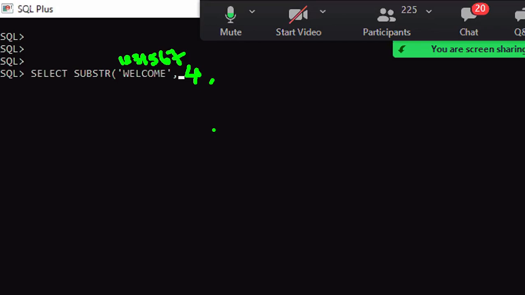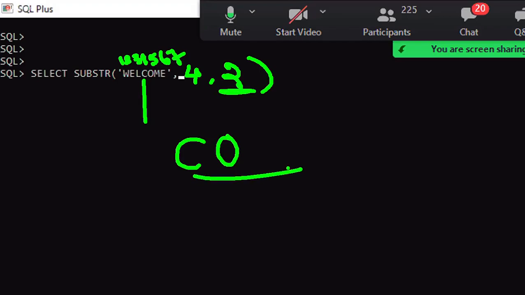So 4 means which character? C. C is called the 4th position character. From there, how many characters do I need? 2. From C, how many characters did I want? 2 characters. That's what it is here. C, O. 2 characters came now. Understand now?